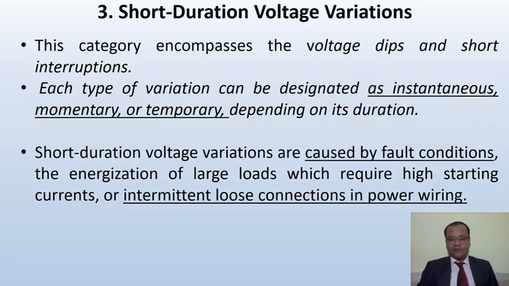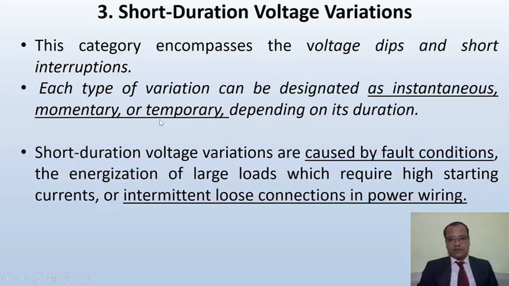Next power quality event is short duration voltage variations. In this category three types of short duration voltage variations come, that is sag, swell and interruption. They are further divided by duration, that is instantaneous, momentary and temporary. At the end of module number 3, we will have a short summary of all the power quality events, in which we'll understand the exact meaning of instantaneous, momentary or temporary voltage variations.